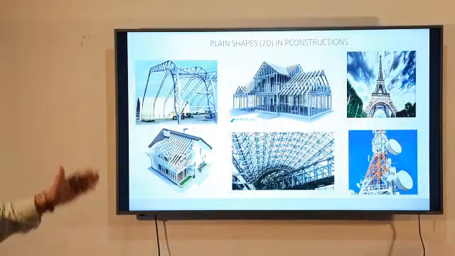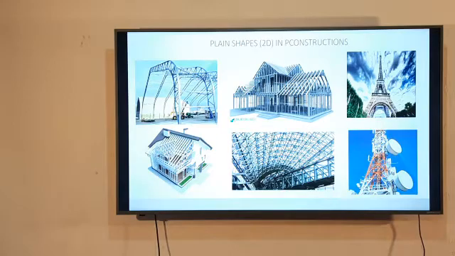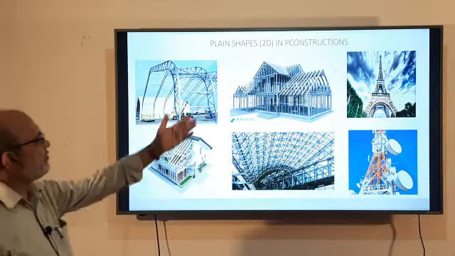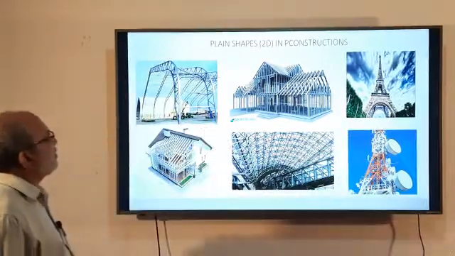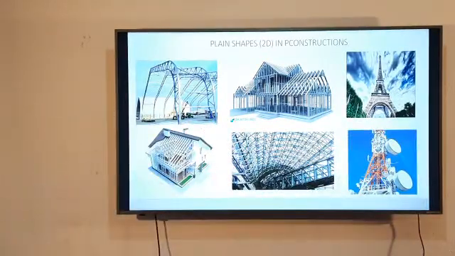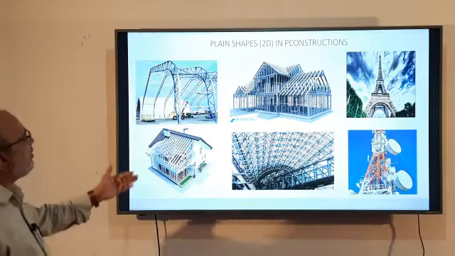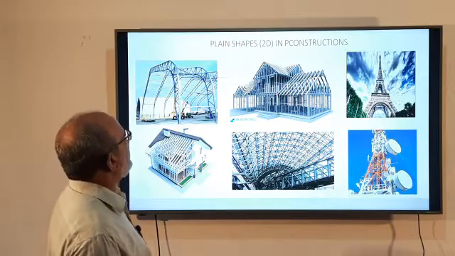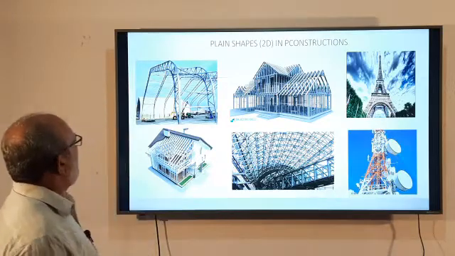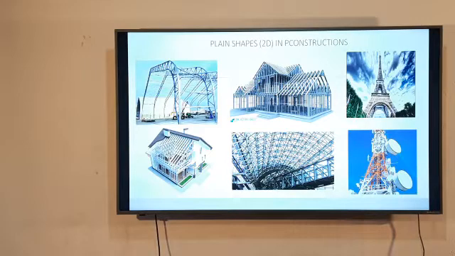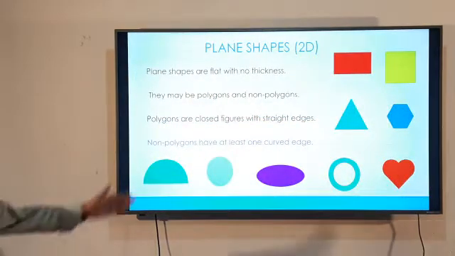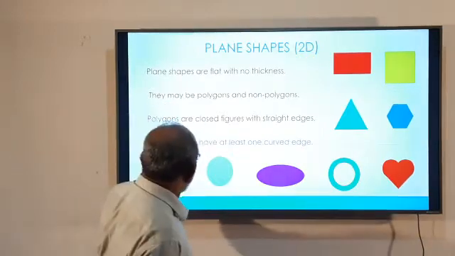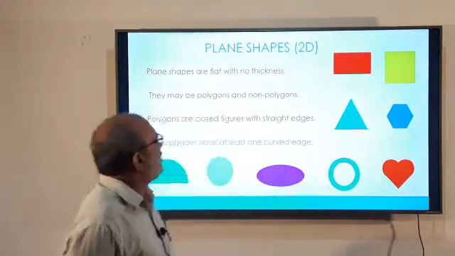Here you can see some plane shapes in constructions. The Eiffel Tower is here and many other good constructions. Here you can see triangles and many other plane shapes in these constructions. Let's proceed. Now you see, here we have some plane shapes, this row, this also plane shapes.